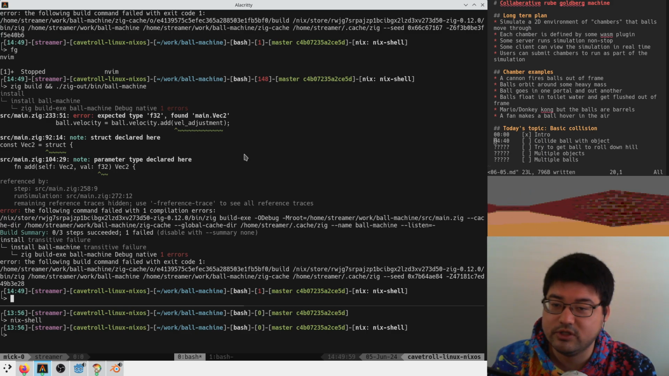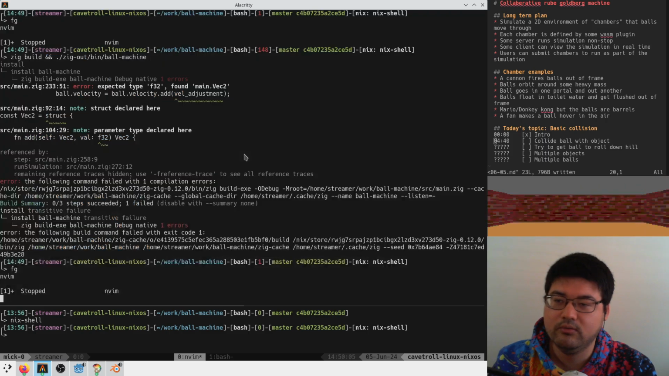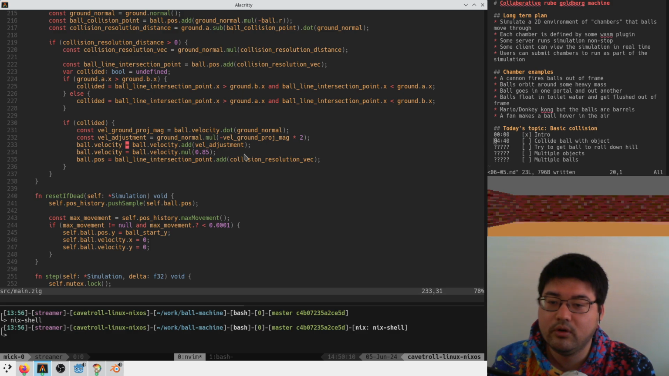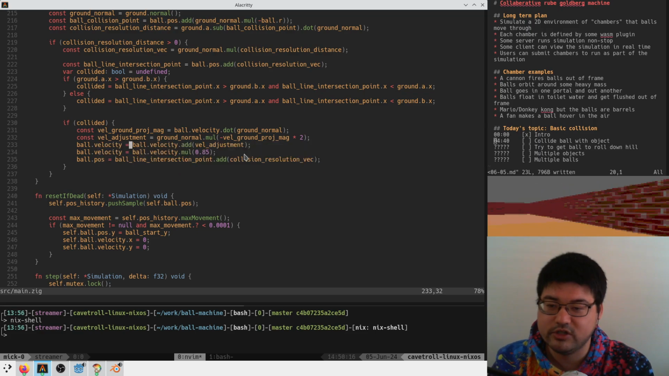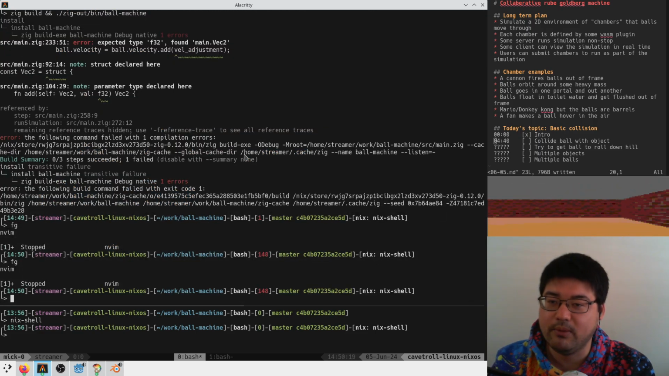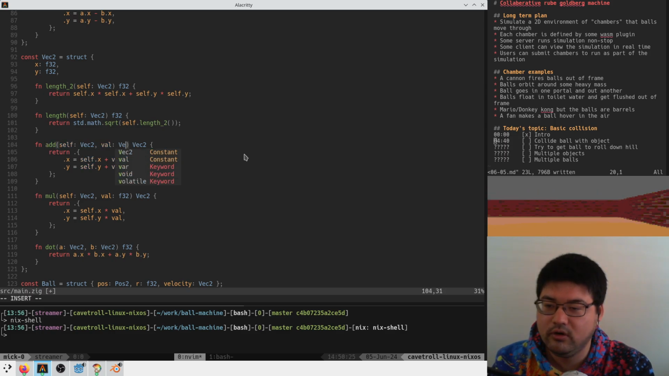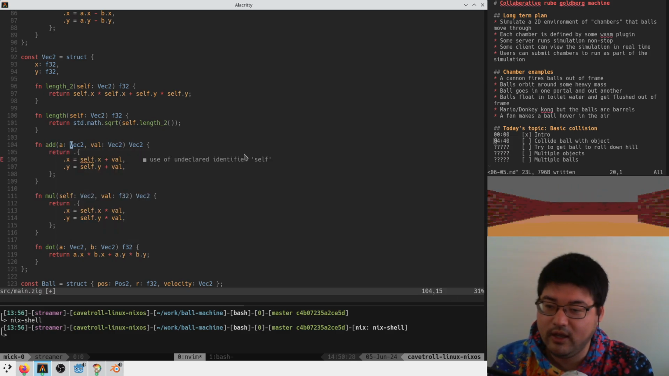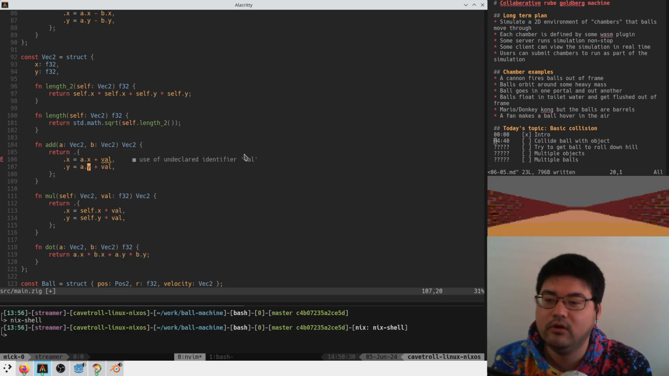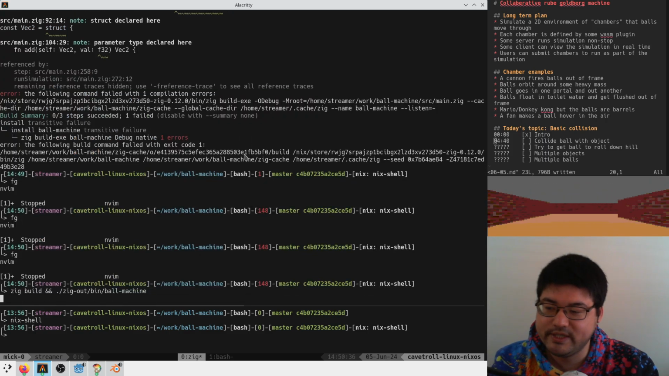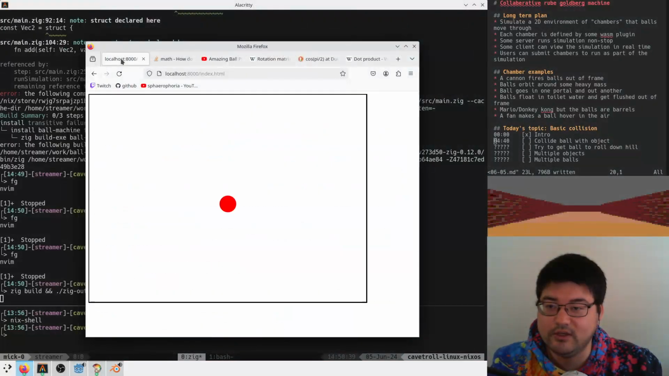Okay. Expected type F32. Ball velocity add. What did I do wrong here? 233. It's saying that when I add this velocity adjustment, which is a vec2, expected type F32. Did I mess up? Oh, yeah, I did. I did. A and B. Oops. Oopsies. Okay, so now it's running, and let's see just how messed up it is.